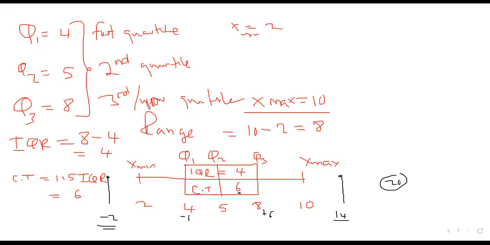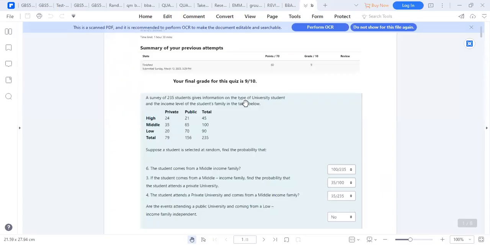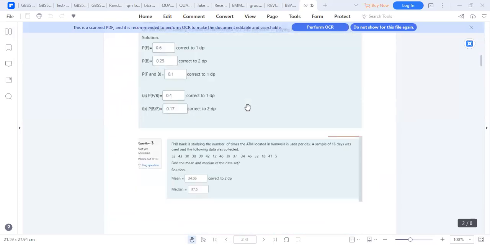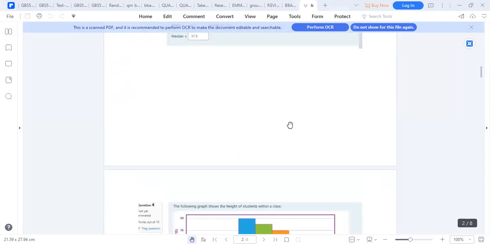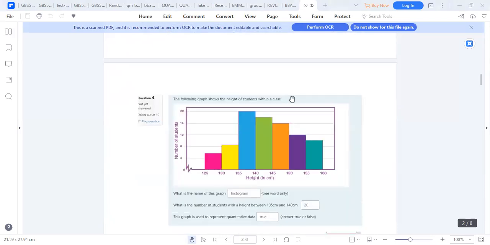Okay. So we can go to our test paper. We're going to look at questions to do with statistics. Maybe before I go there, I could also explain the measures of central tendency and dispersion.